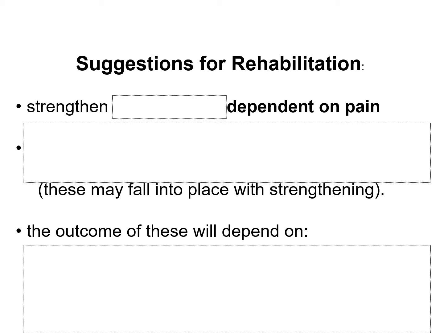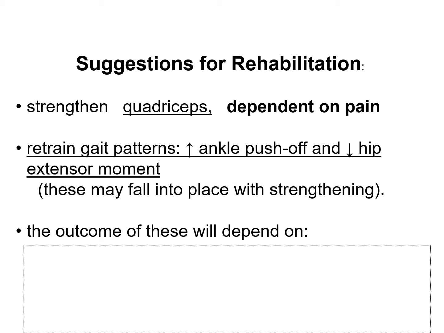Let's say that we've done the surgery, and if she's on any medication for pain, the reduced pain allows us to go through some rehabilitation measures. Our first goal would be to strengthen the quadriceps, okay? Furthermore, when we're retraining the gait pattern, we want to increase the ankle push-off. We're increasing not only ankle strength, our plantar flexion strength, but our ankle range of motion as well. And we need to decrease that hip extensor moment.